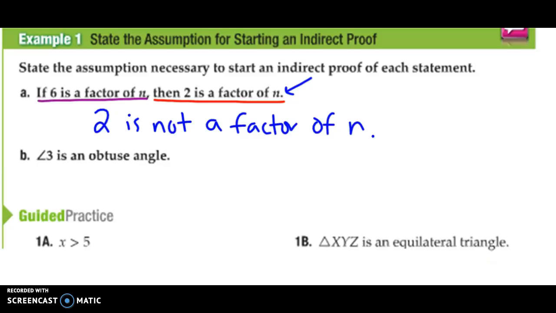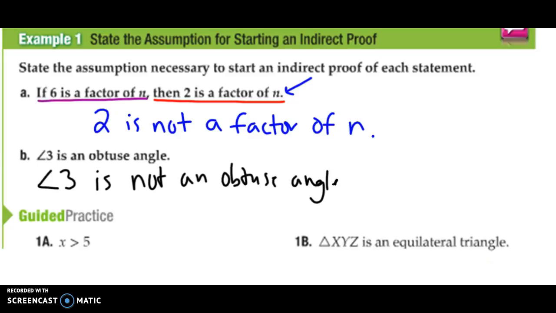Next, angle 3 is an obtuse angle. If that's our conclusion, then the negation of it would be that angle 3 is not an obtuse angle. And you could say that there are right angles or acute angles that also make it true.